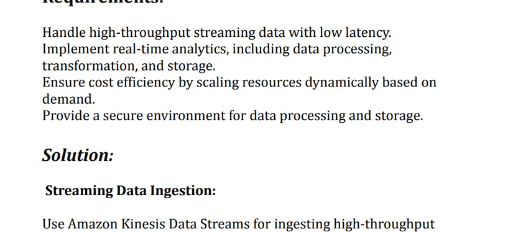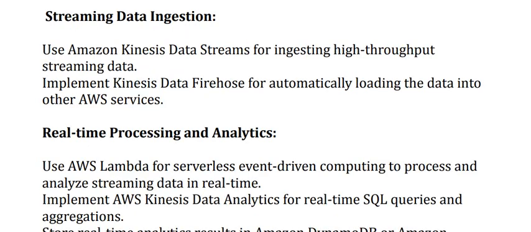Here are the components you should select. First, start with streaming data ingestion. Use Amazon Kinesis Data Streams for ingesting high throughput streaming data. Implement Kinesis Data Firehose for automatically loading the data into other AWS services.